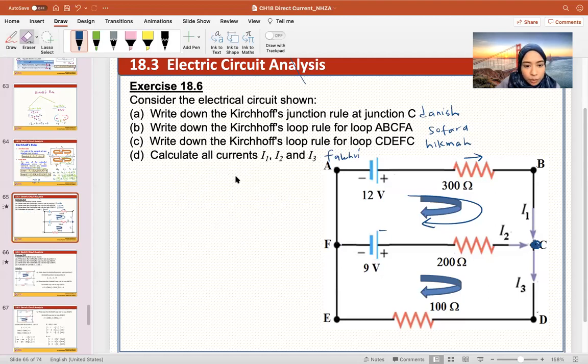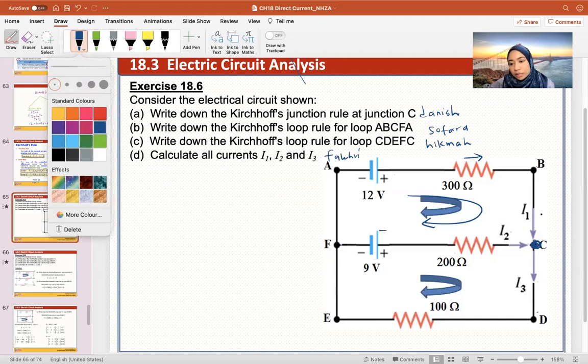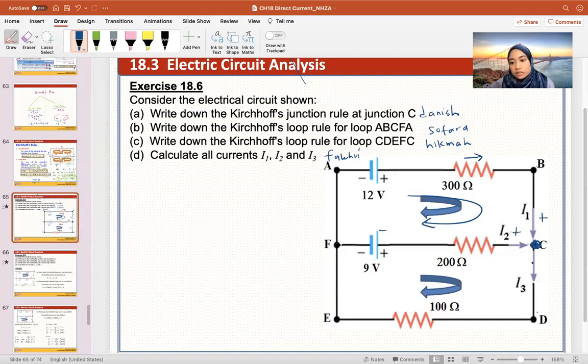Doctor, how do we figure out which way is going in or out of the junction? Here they already labeled the currents, right? So you already know I1 is going in, so positive, I2 is going in, positive, I3 is going out, positive. But what if they don't label your I's?